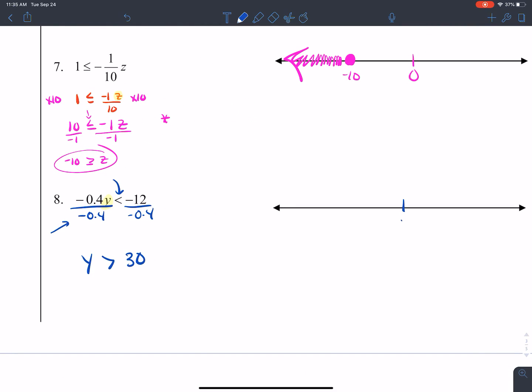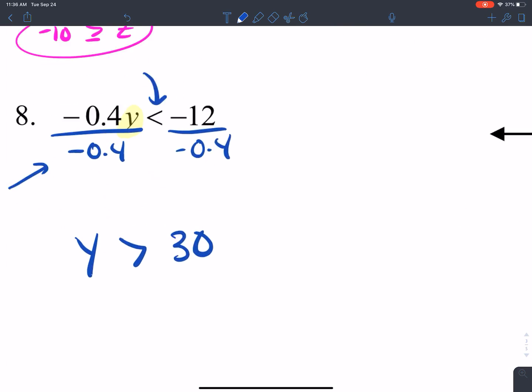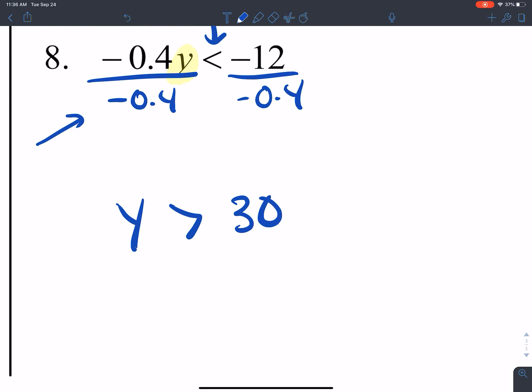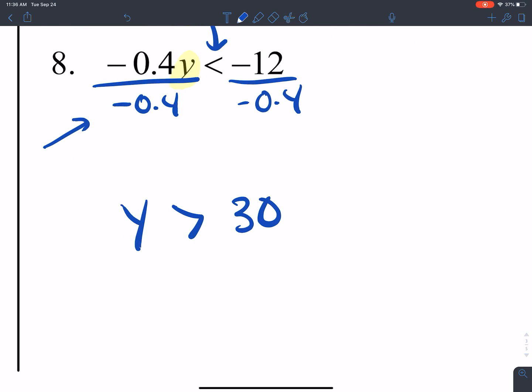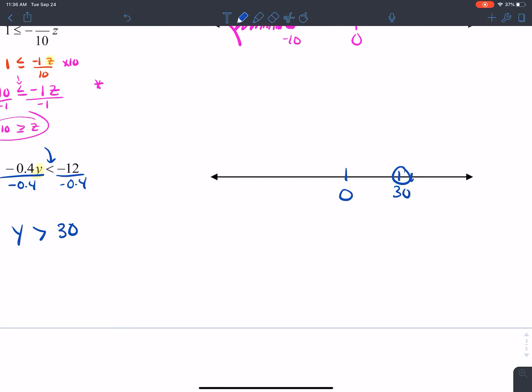So we'll graph our solutions. So open circle at 30. The y variable is the biggest because the inequality symbol is facing that. So we want to shade the numbers that are bigger than 30.